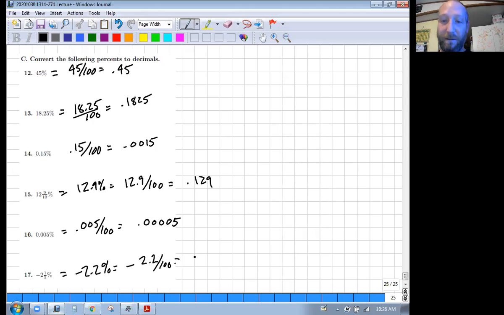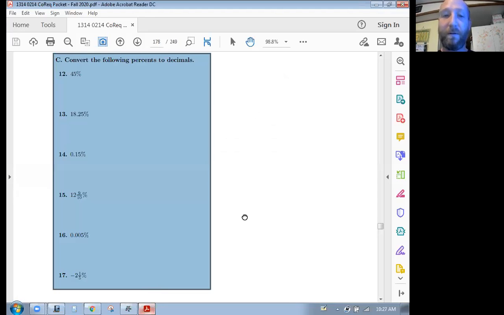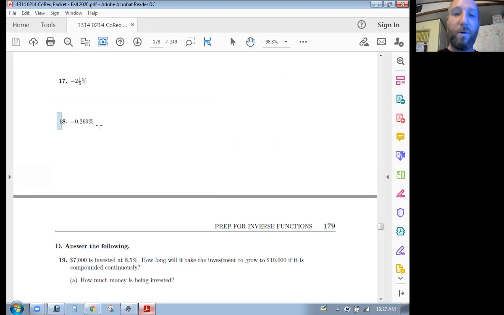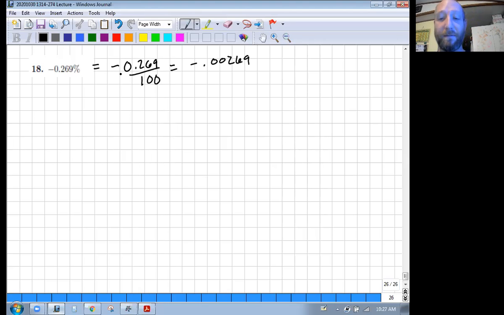So we got negative 0.022. Yeah, move the decimal to the left twice. And one more. So this is a negative 0.269 over 100, or negative 0.00269. All right, moving the decimal to the left twice.